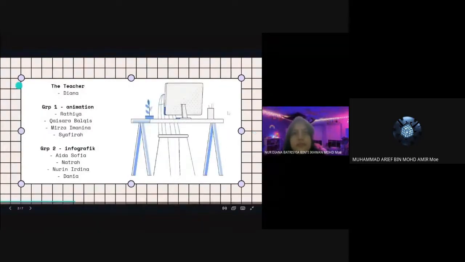So this is our role play. I am the teacher. Group 1 and group 2 are the students. Group 1 is making the animations, which are Ratia, Kaisara Balkis, Mirza Imanina, and Siti Nur Shapira. And then group 2 is the infographic team: Aida Sofia, Natra, Nurin Ibina, and Dania Christina.